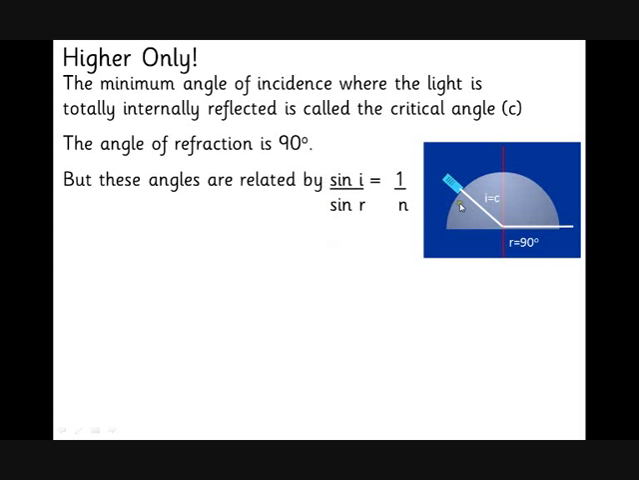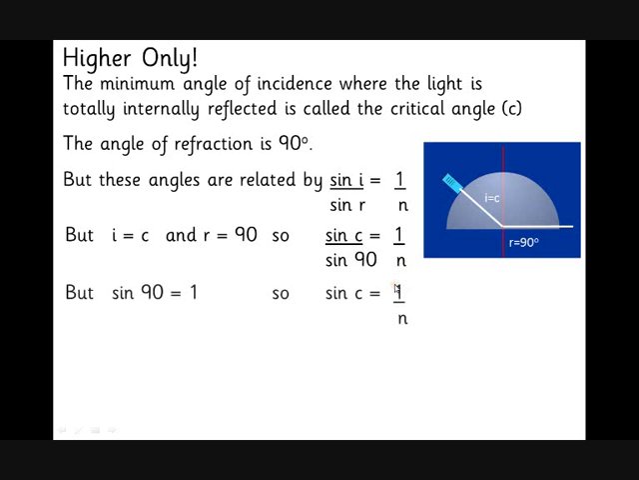Okay, so if we apply that equation to this diagram, what we find is that i is c, r is 90, so sine i becomes sine c, sine r becomes sine 90. That's still equal to 1 over n. Okay, but sine 90 we know is 1, so the sine 90 here disappears. It's sine c over 1, it's just sine c, that's 1 over n. Okay, so this equation relates the refractive index of the material to the critical angle.